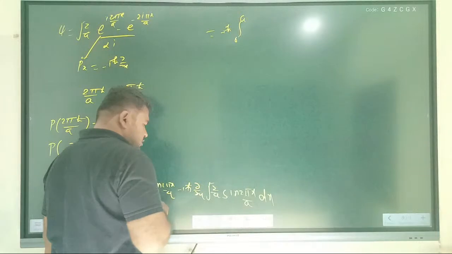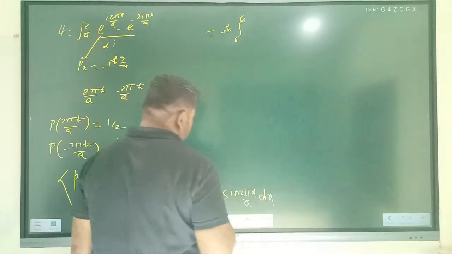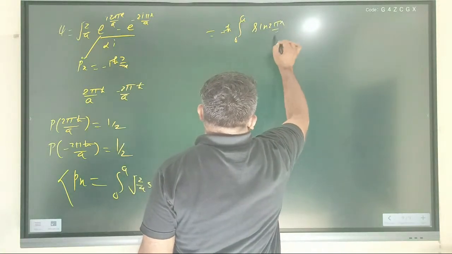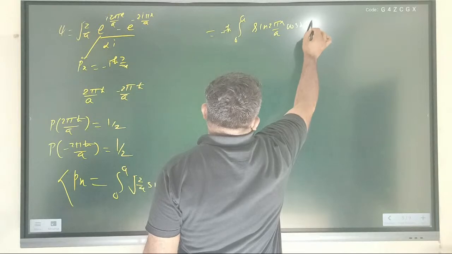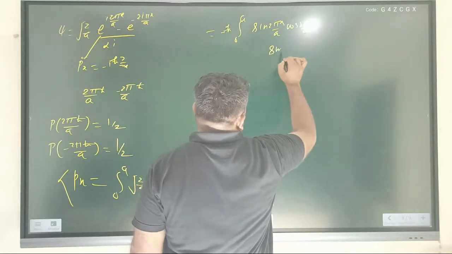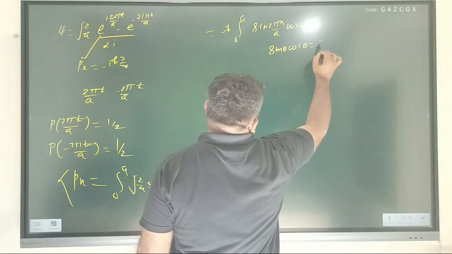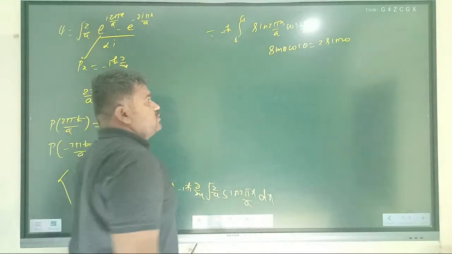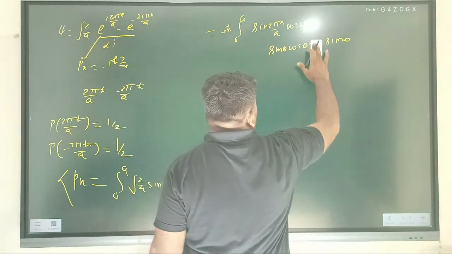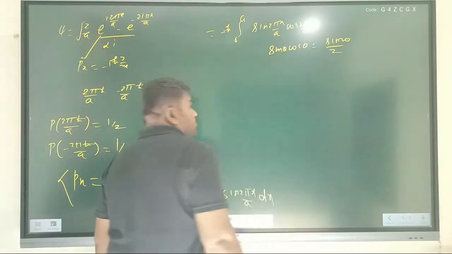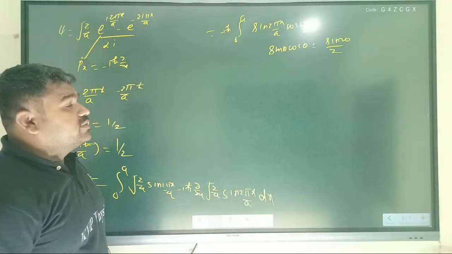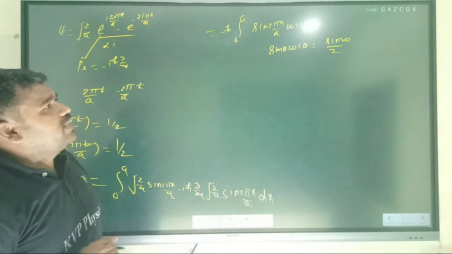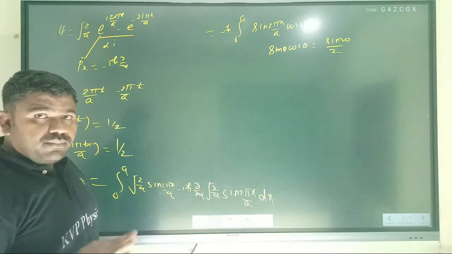Okay, and this sine becomes cos on differentiation. What remains outside is sin 2πx upon a into cos 2πx upon a. We know that sin θ cos θ is equal to sin 2θ upon 2. What is the derivative of sin 2θ? It is 2 cos 2θ. The integration of sin θ is minus cos θ.